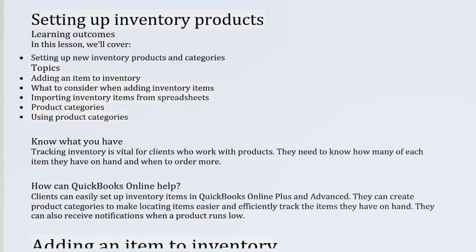Know what you have. Tracking inventory is vital for clients who work with products. They need to know how many of each item they have on hand and when to order more. How can QuickBooks Online help? Clients can easily set up inventory items in QuickBooks Online Plus and Advanced. They can create product categories to make locating items easier and efficiently track the items they have on hand. They can also receive notifications when a product runs low.